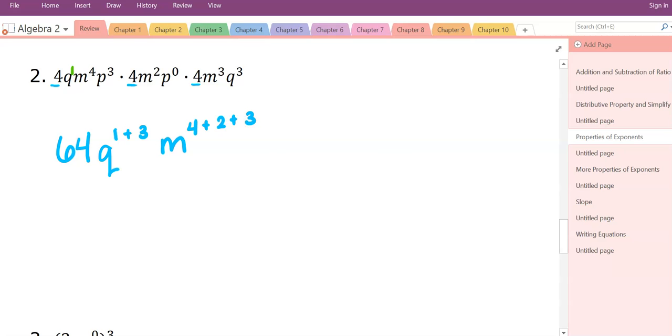And for the p, I would have a 3 plus nothing, because this p to the 0 is going to become a 1, and the last term doesn't have a p term. So to simplify, we would have 64 q to the fourth, m to the ninth, p to the third.